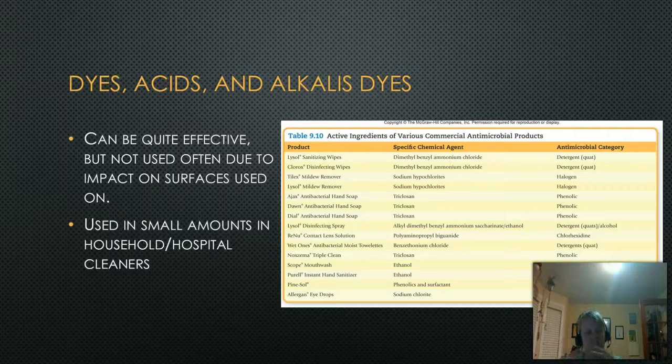Usually they'll use small amounts mixed into other household cleaners. So if you see something that's got a little bit of a dye to it, that may be what it is. And so you can see how some of these are mixed in here with the household cleaners. And I want you to be familiar with some of these. I don't expect you to memorize this chart, but I do want you to have some sense of where we see some of these things again.